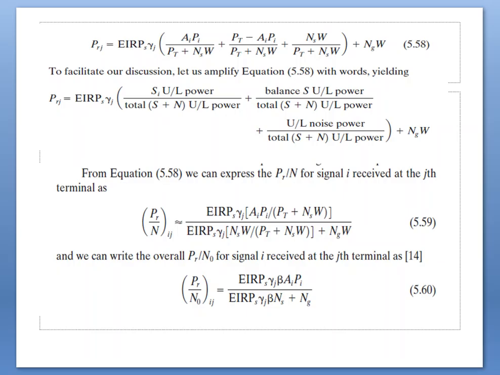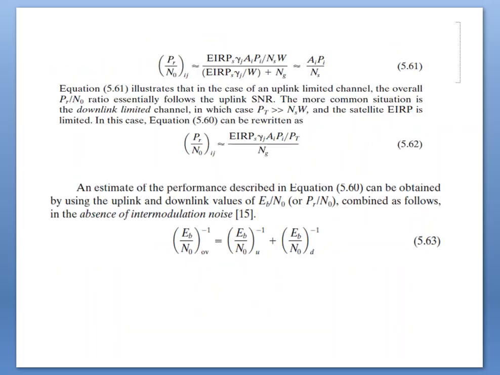When the satellite uplink noise dominates, that is, when PT is less than N·W, the link is uplink limited, and most of the downlink EIRP is wastefully allocated to uplink noise power. In this case, when EIRP is greater than N·W, we write the above equation in the manner of 5.61 and 5.62. The above equations explain that in the case of an uplink limited channel, the overall P by N ratio essentially follows the uplink SNR.